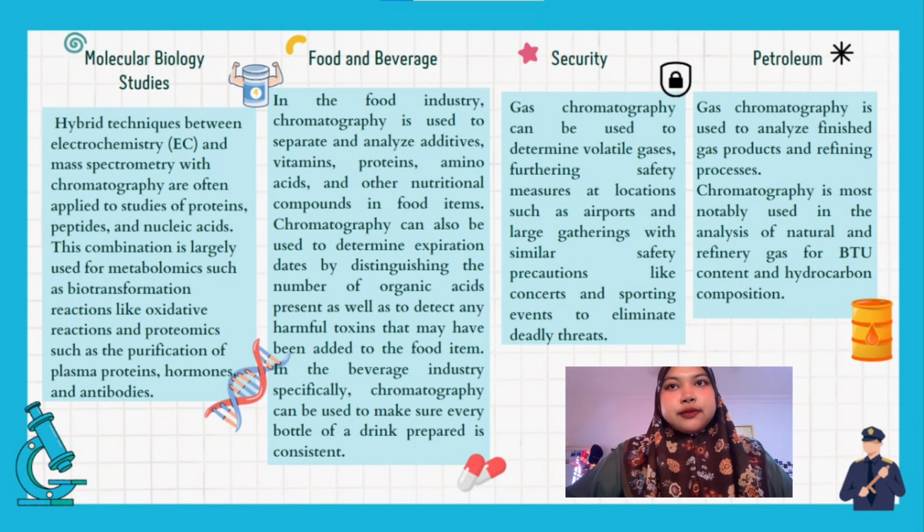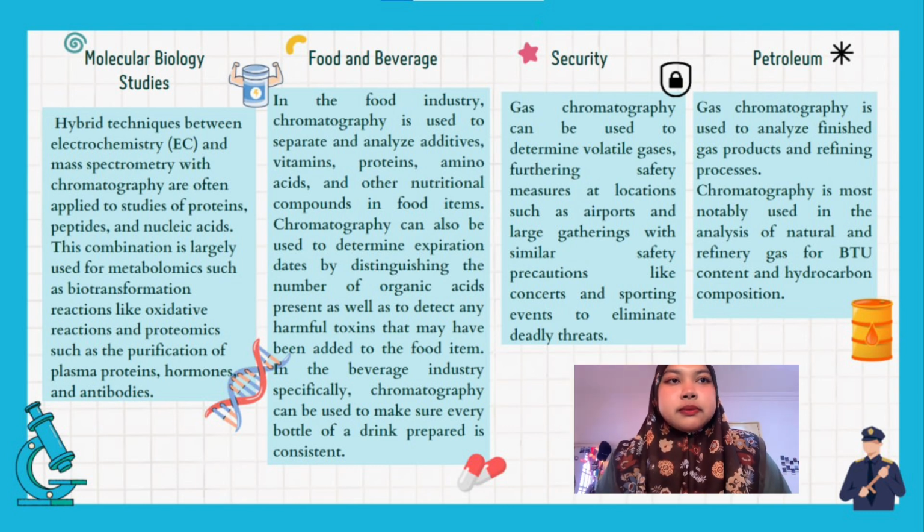The next one is food and beverage. In the food industry, chromatography is used to separate and analyze additives, vitamins, proteins, amino acids, and other nutritional compounds in the food items. Chromatography can also be used to determine expiration dates by distinguishing the number of organic acids present, as well as to detect any harmful toxins that may have been added to the food item. In the beverage industry specifically, chromatography can be used to make sure every bottle of a drink prepared is consistent.